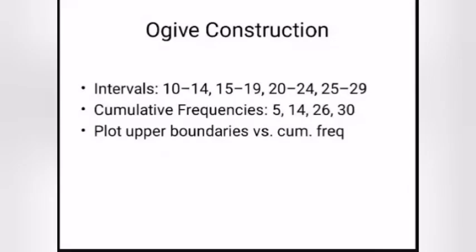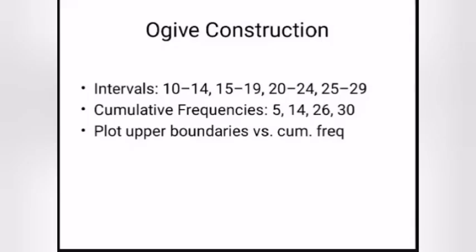And the same thing for this last interval, you have 25 minus 0.5, that's 24.5. Then 29 plus 0.5, that's 29.5. So when you are plotting for ogive construction, you plot the upper boundary versus the cumulative frequency.